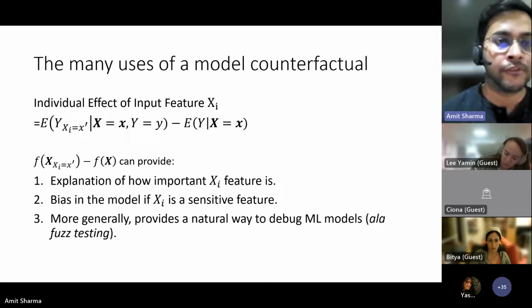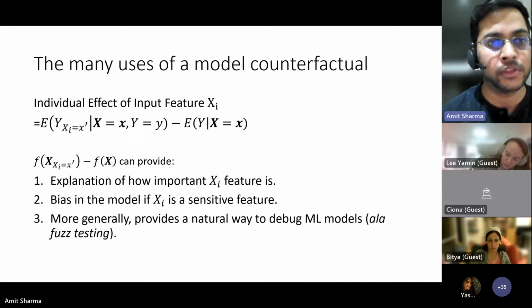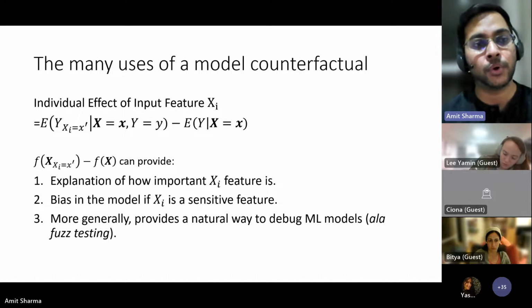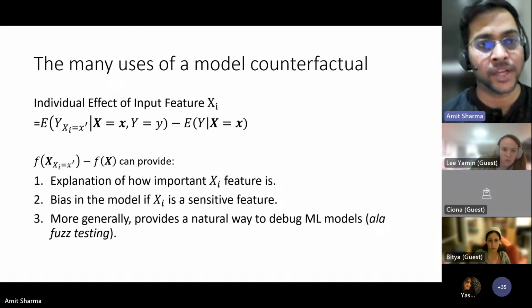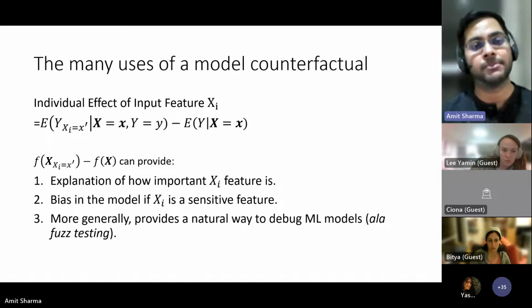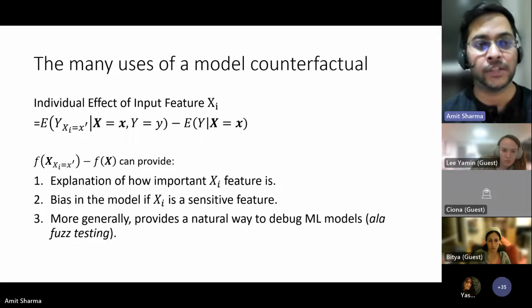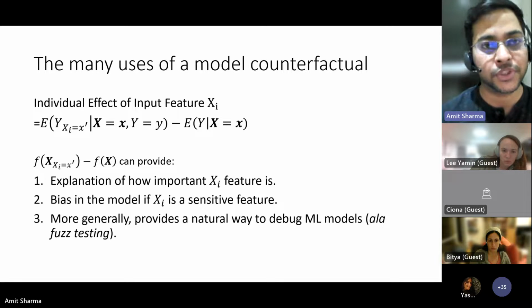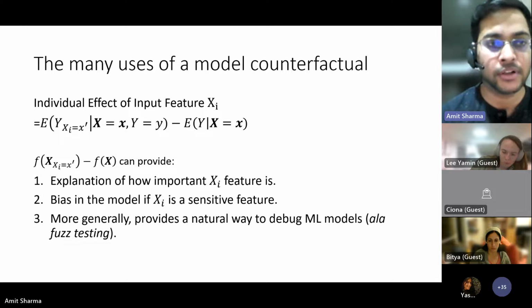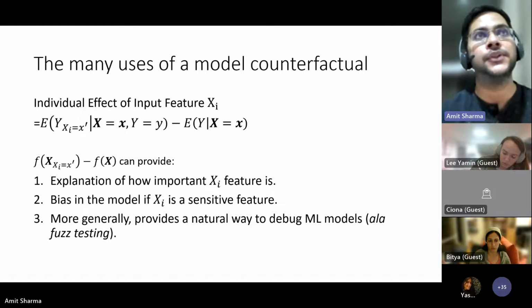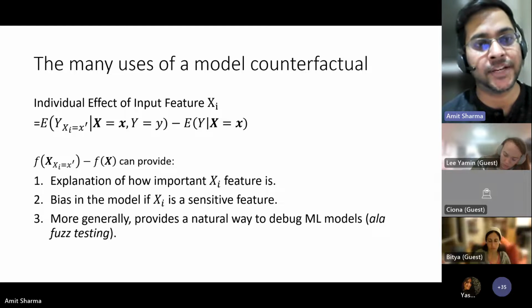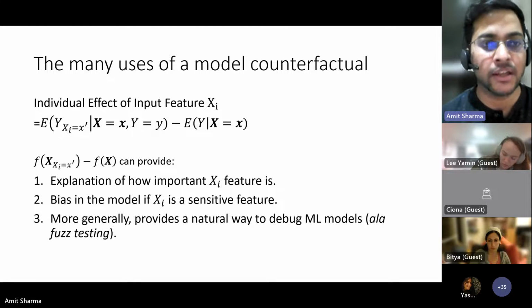So let's say I have some feature small x, sorry, not bold x. So bold x means all the features, and I just change one of them, which is xi. So you can simply compute this quantity, which would be the expected value of y when I change xi to x dash, minus the expected value of y under the usual value of xi. And just by comparing these two things, which actually reduces to just comparing the output of the model under these two inputs, you can get some insights. You can think about how important xi is, because if xi is important, then this difference has to be big.